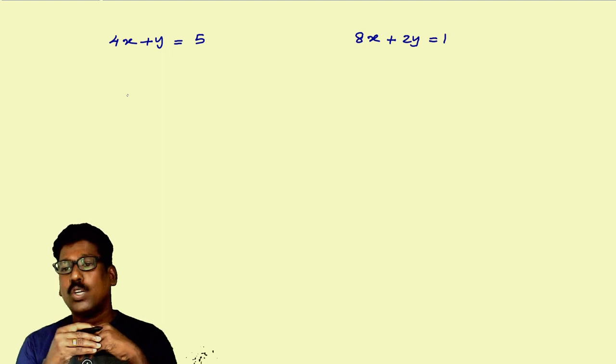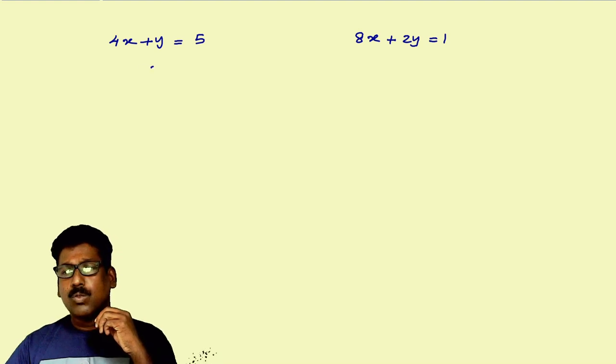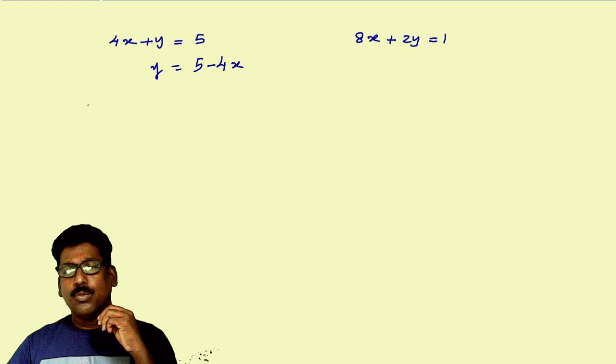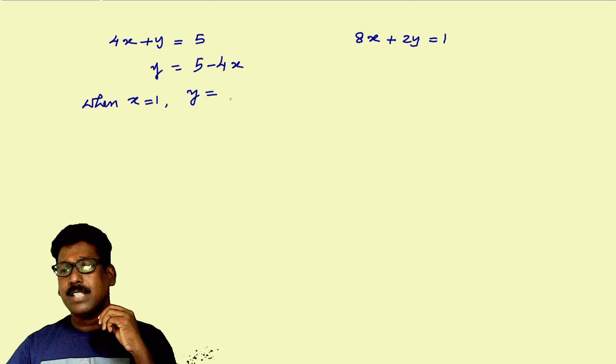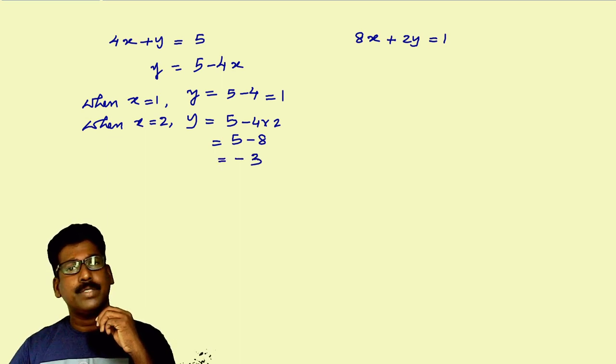The equations are 4x plus y is equal to 5, 8x plus 2y is equal to 1. Here let me take y is equal to, transpose 4x to the other side, 5 minus 4x. Now when x is equal to 1, y you can write it as 5 minus 4 into 1, which is equal to 1. Now when x is equal to 2, what will you get? When x is equal to 2, y is equal to 5 minus 4 into 2, that is 5 minus 8, which is equal to negative 3.